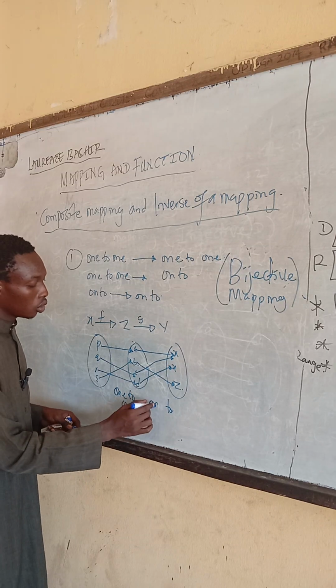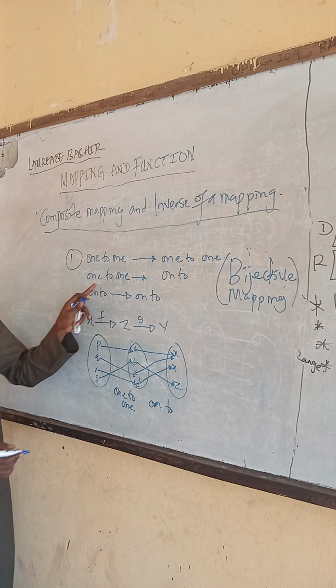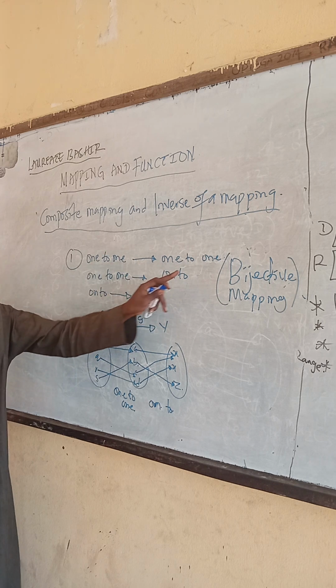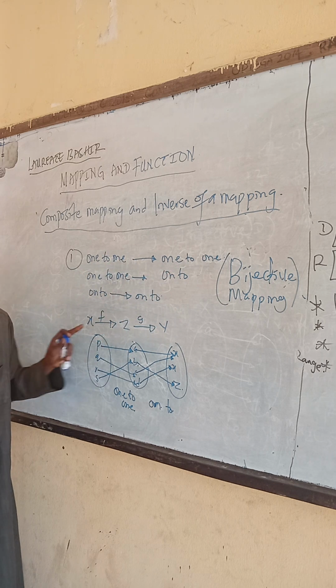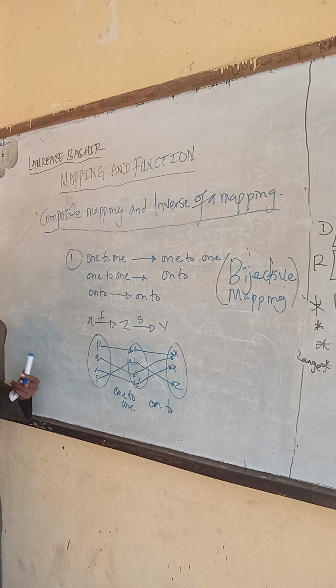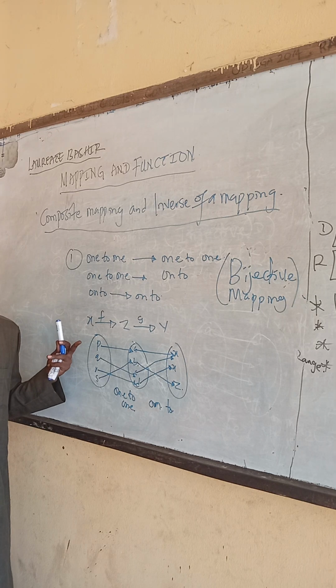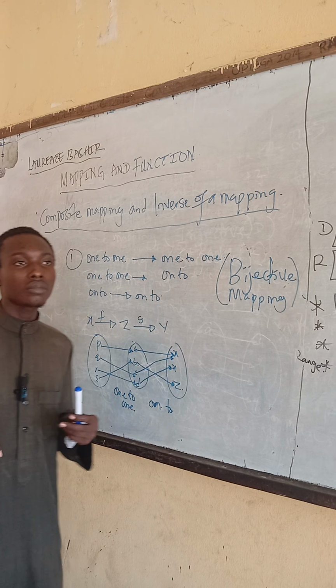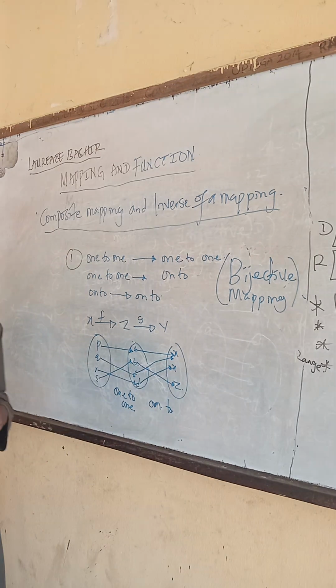So you can now see one to one with onto. It can be one to one with onto, it can be one to one to one to one, it can be onto to onto. So far that you are having more than one mapping, that's what we call composite mapping.